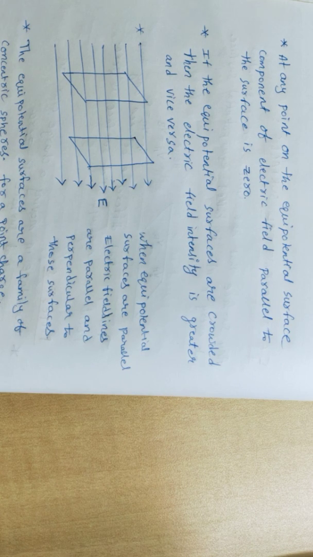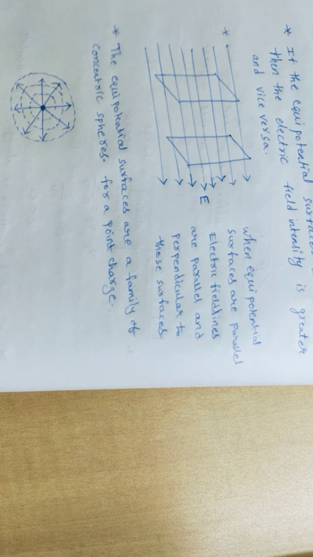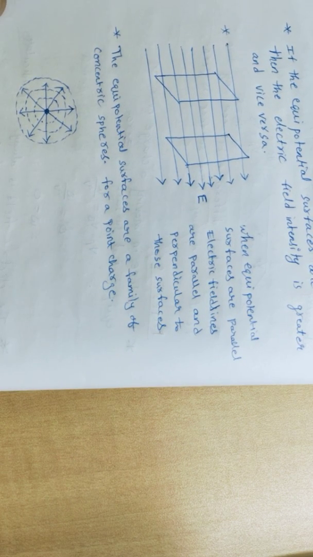And suppose equipotential surfaces are very far apart, then the electric field intensity becomes very small. So indirectly we may conclude that where equipotential surfaces are crowded, we observe maximum electric field intensity. Okay friends, now a few cases we want to discuss here.